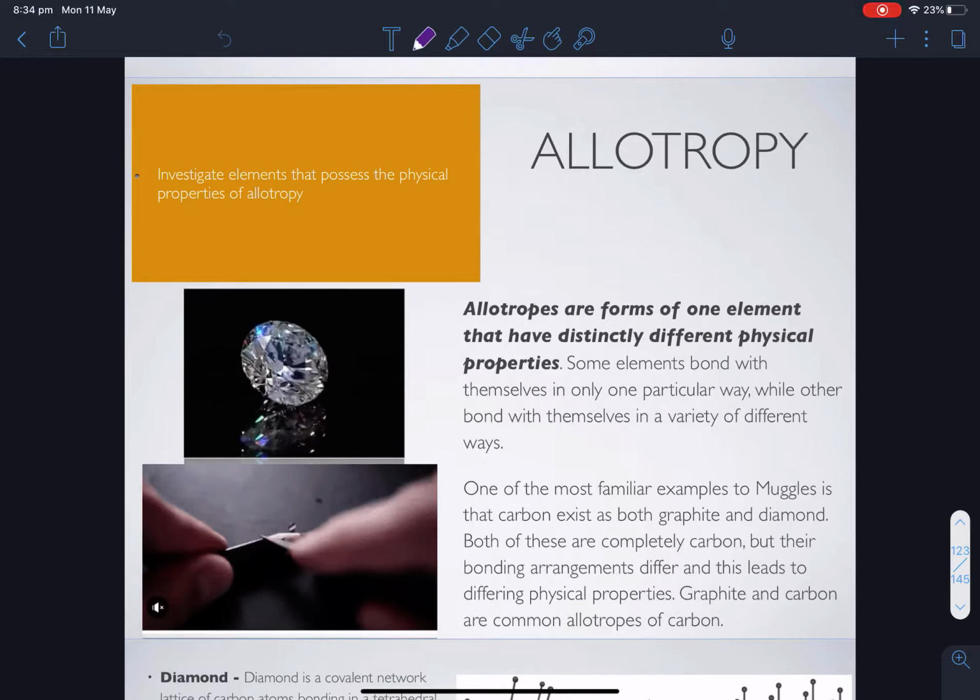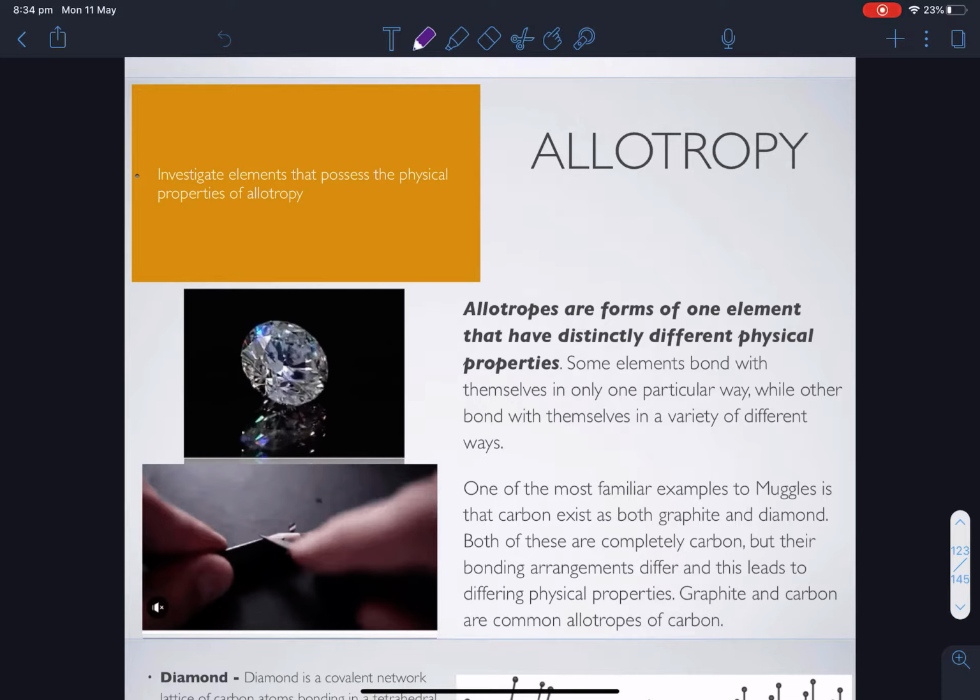So some elements bond with themselves in more than one different way, and each one of these different ways is called an allotrope. One of the most familiar examples to muggles is carbon. Some people know that carbon exists by itself, and it can be in the form of diamond or it can be in the form of graphite. Both of these are completely carbon, but it's the bonding arrangement that differs and gives them different physical properties.